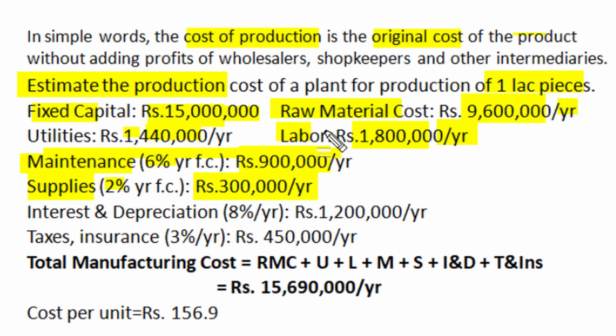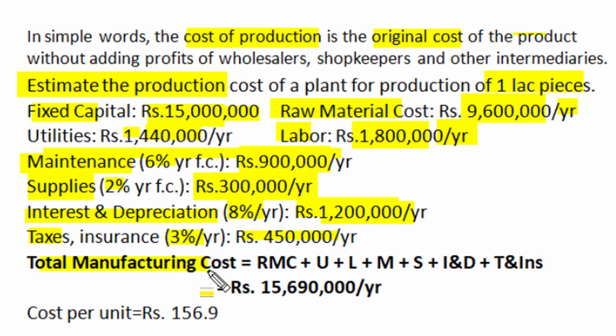Now this plant having fixed capital investment of 150 lakhs has certain indirect cost on production in terms of interest and depreciation, and let's take that as 8% per year of fixed capital cost, and it comes as rupees 12 lakhs per year. Now we have to pay several types of taxes and insurance premiums, and it is 3% per year of fixed capital, and it is rupees 4 lakh 50,000 per year.